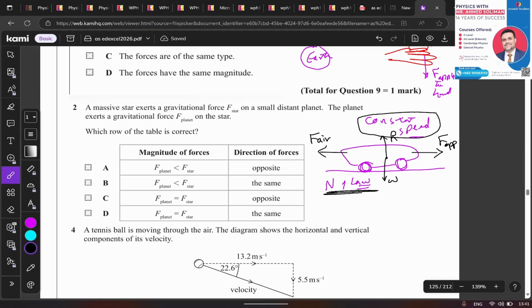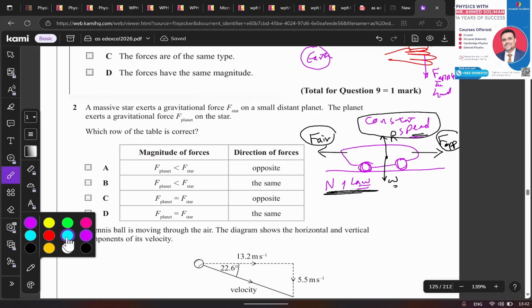Because the car is standing on the surface, the weight equals the reaction force, and because it's moving forward with a constant speed, the force forward equals the force backward. This is what Newton's first law says, only.